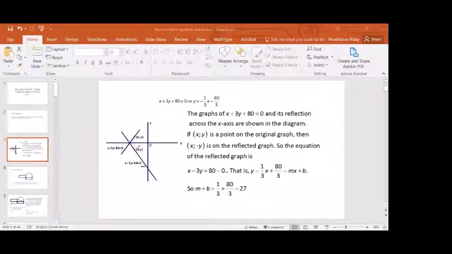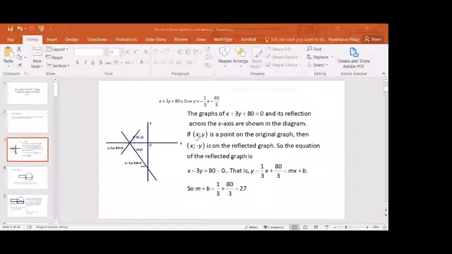So what does this mean? If I take any point on the line, I'm reflecting it across the x-axis. So that point goes to this point like this. And you will see that the x value still remains the same, right? But the y value is negated. This y now becomes minus y. So this is actually x comma negative y. So if x, y is a point on the old line, then x, negative y is a point on the new line.